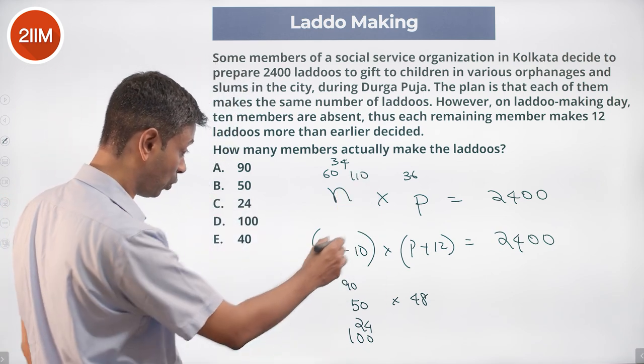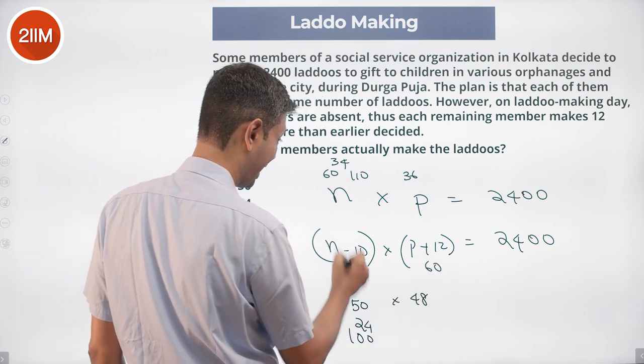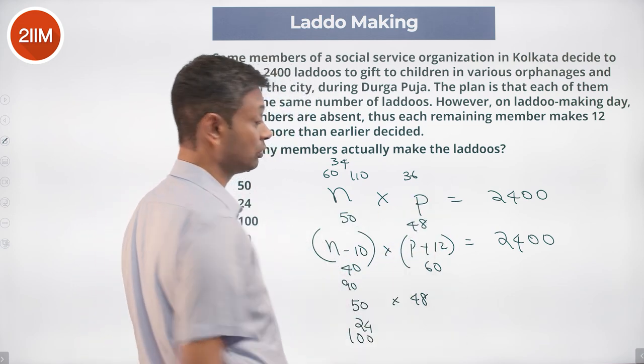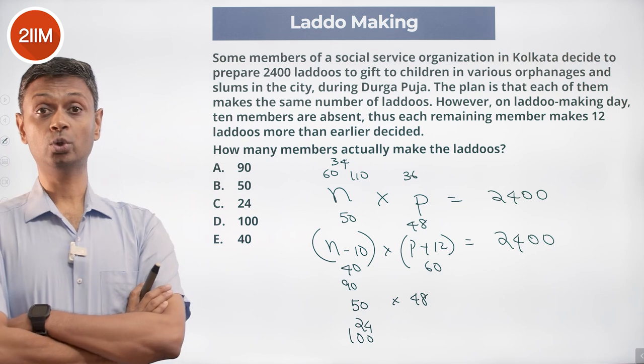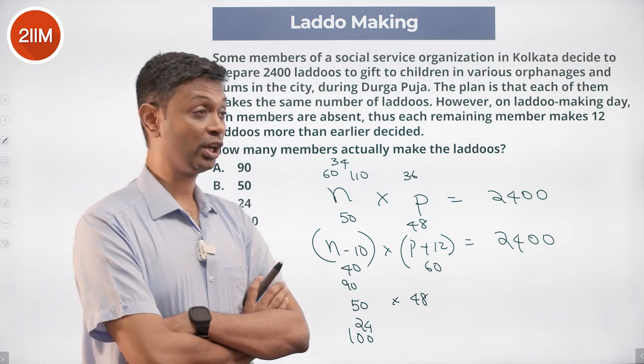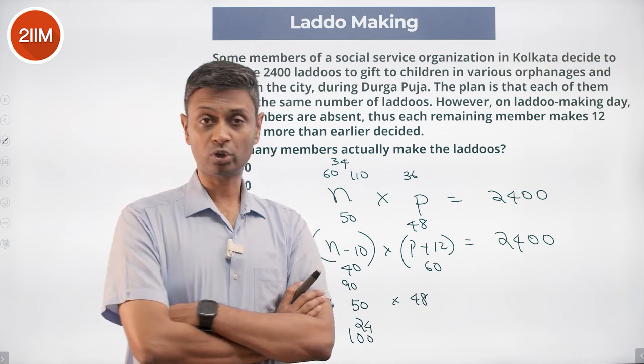N minus 10 could be 40. 40 into 60 is this. N would be 50 into 48 is this. Yes, 50 people each making 48 laddus would have been good. 10 fewer people making it 40, each making 12 more laddus, 60, that works. 50 into 48 is 40 into 60.